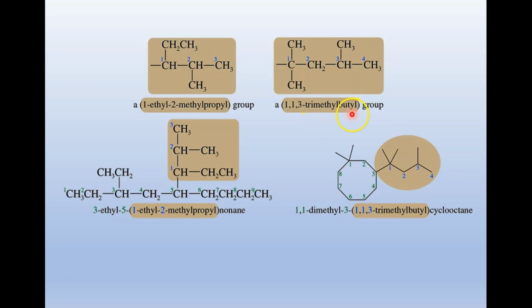1,1,3-trimethylbutyl. Stick it on this thing. We're going to have some upcoming slides where we talk about naming cycloalkanes. So here's this cyclooctane, 8 carbons stuck together in a ring. Cyclooctane. Carbon number 1, we have 2 methyls.